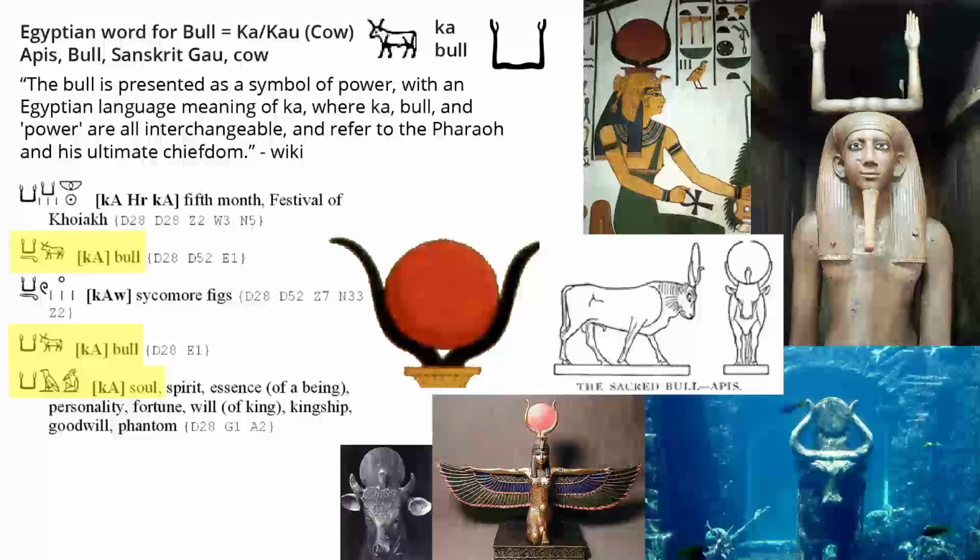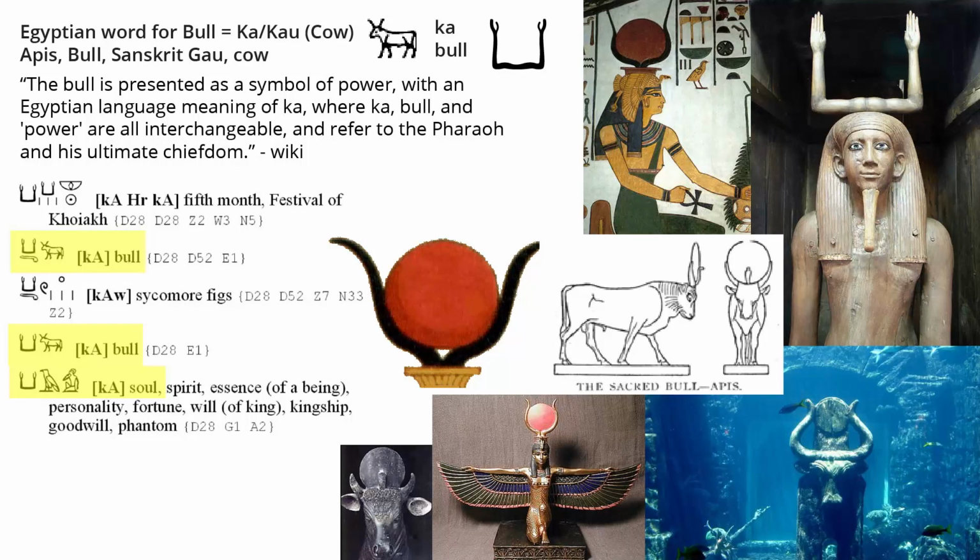Infographic number 2. So the Egyptian word for bull is Ka, or cow, with a U. And if you know our word for cow, it's cow, which is Ka as a female. The bull is the male, the Ka, and the cow is the female, the cow. So you see where our word for cow comes from? It comes directly from the word for bull.